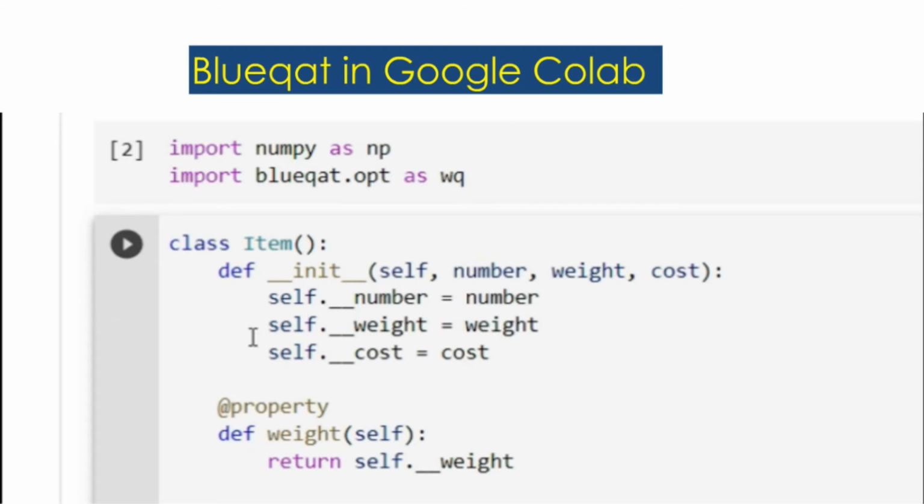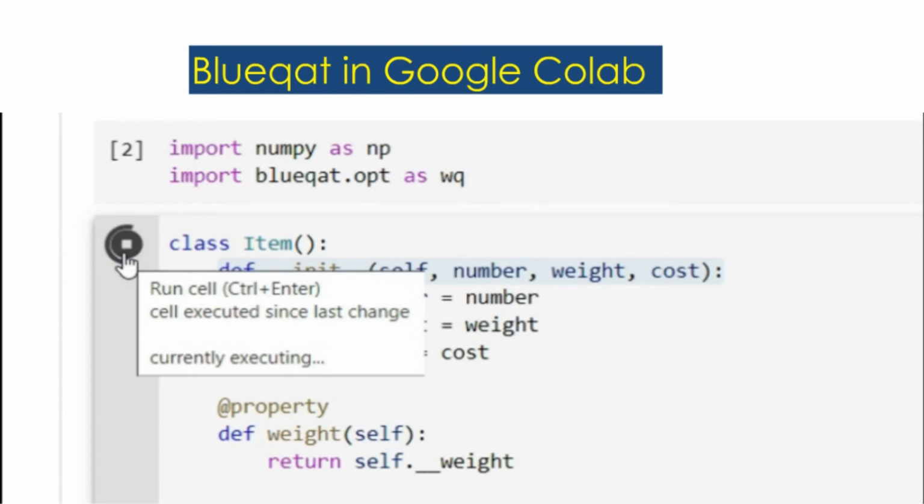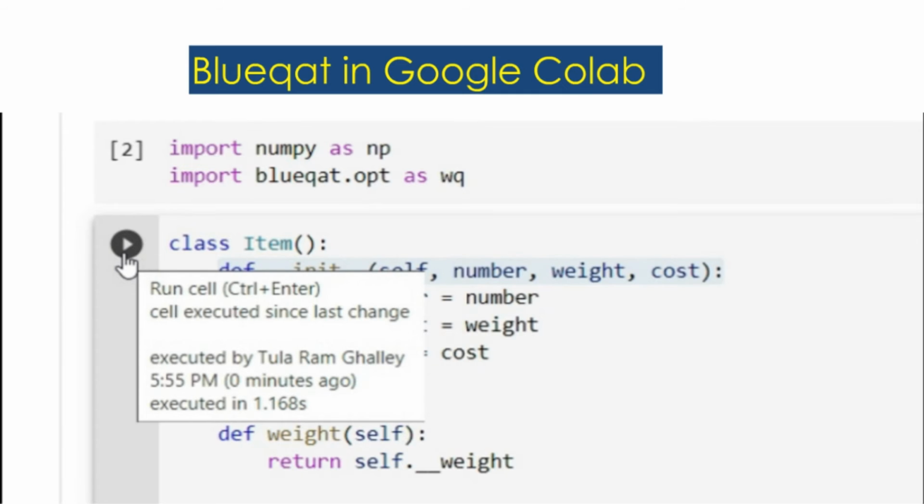Under the class named item, we have defined the init function, which is executed when the class is being initiated, and assigns the values for the variables number, weight and cost. The self parameter is a reference to the current instance of a class and is used to access variables that belong to that class. These functions return the values according to their weight and cost.